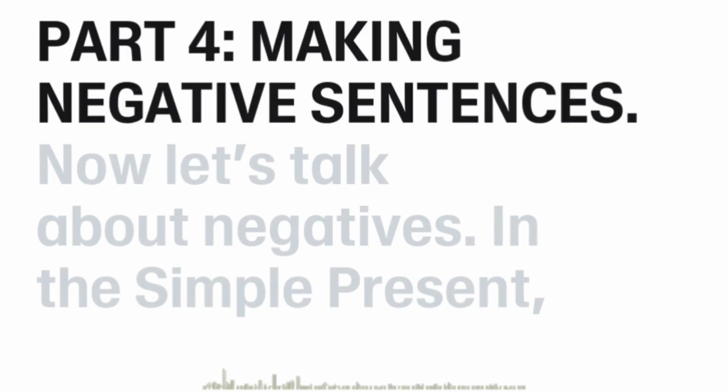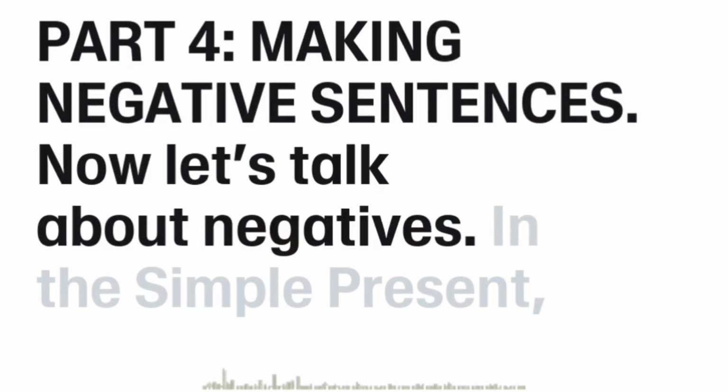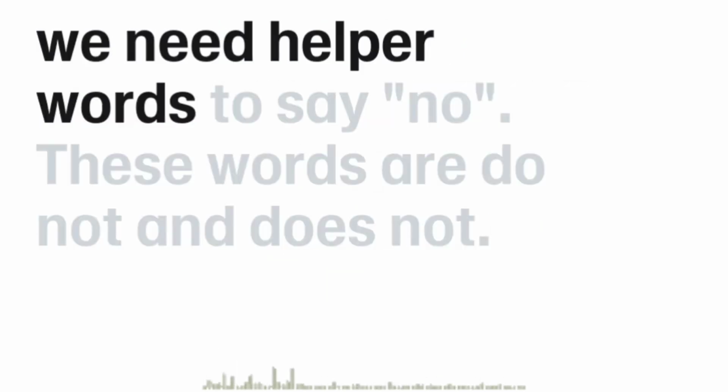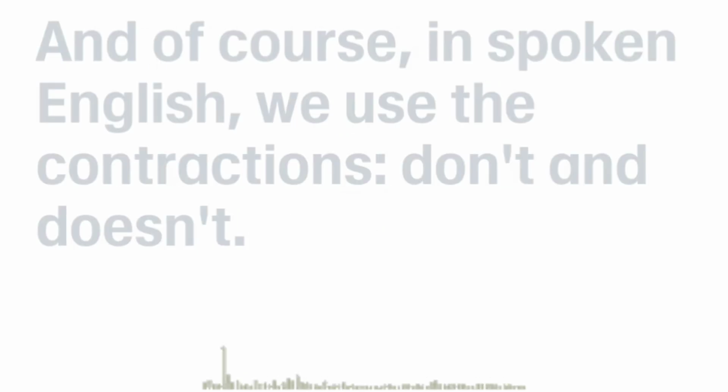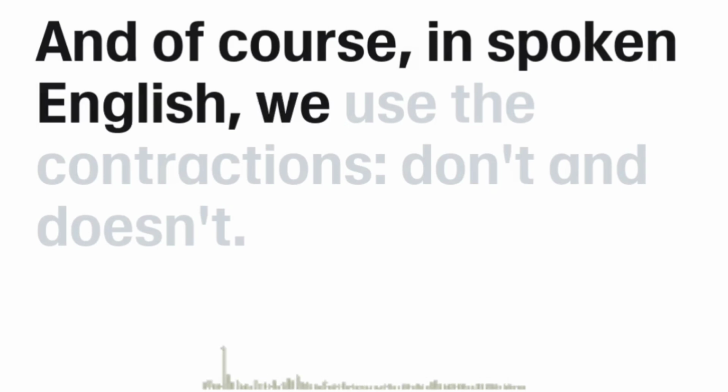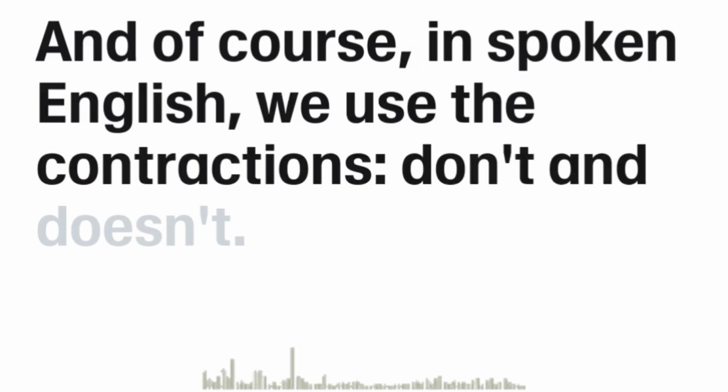Part 4, making negative sentences. Now let's talk about negatives. In the simple present, we need helper words to say no. These words are do not and does not. And of course, in spoken English, we use the contractions don't and doesn't.